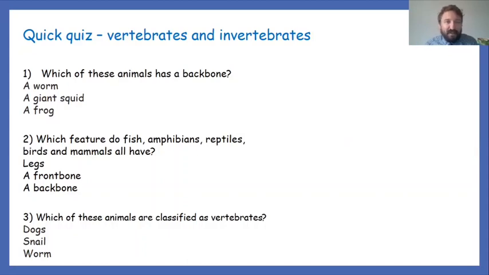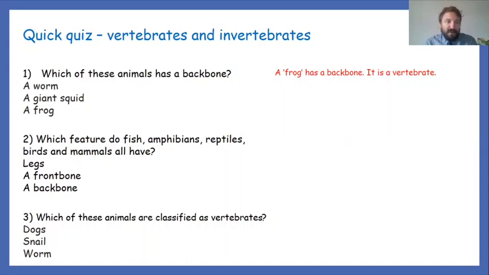Okay, so you're back already. Let's have a look. So number one, which of these animals has a backbone? Well, is it a worm? Is it a giant squid? Or is it a frog? I'm hoping you put the answer. A frog has a backbone, as it is a vertebrate. A giant squid and a worm do not have a backbone, therefore they are invertebrates.